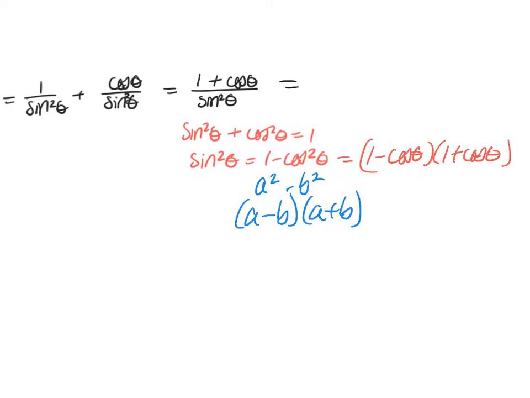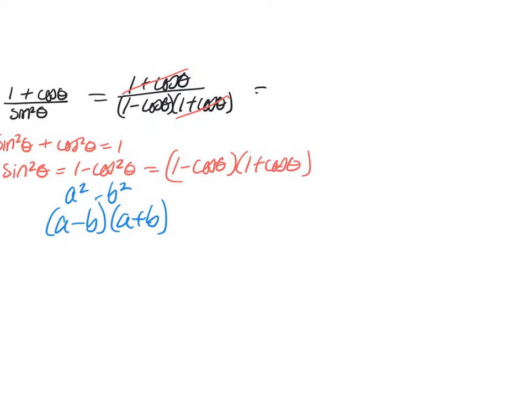So in the numerator, I have 1 plus the cosine theta, and the denominator, I'm going to replace it with 1 minus the cosine theta, 1 plus the cosine theta. What happens to my 1 plus the cosine theta? They cancel themselves out. So in my numerator, I end up with 1. In my denominator, I have 1 minus the cosine theta. So I have reached my left-hand side.